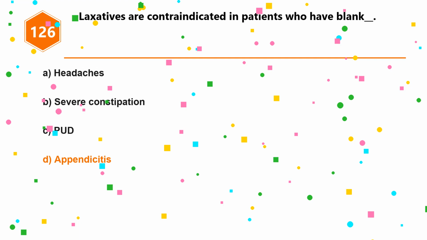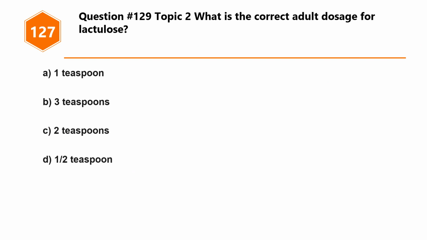The correct answer is option D. Appendicitis. Question 127. What is the correct adult dosage for lactulose? Option A. 1 teaspoon. Option B. 3 teaspoons. Option C. 2 teaspoons. Option D. 1/2 teaspoon.